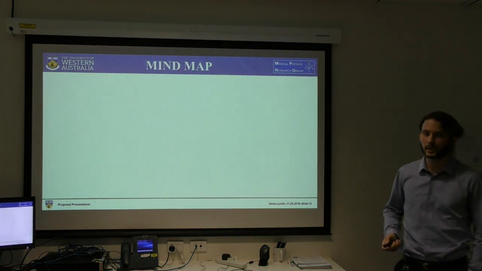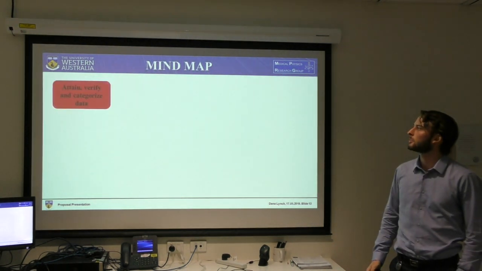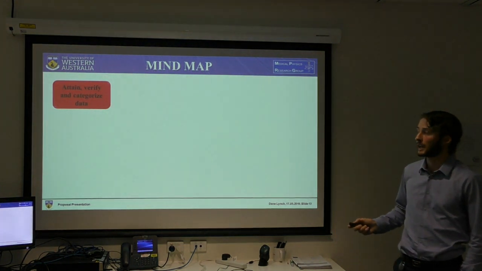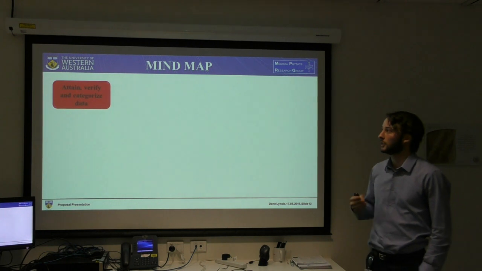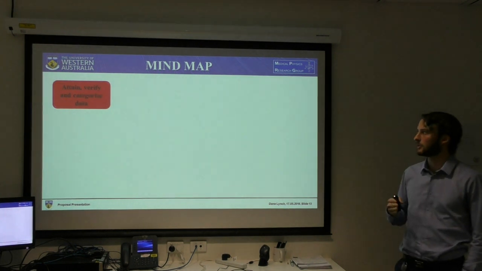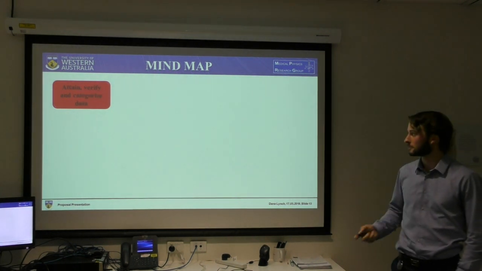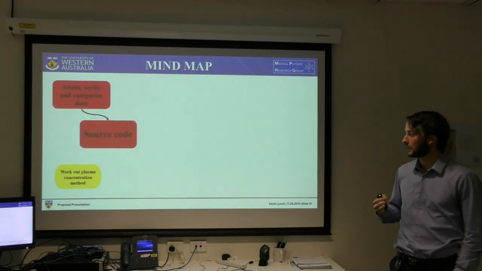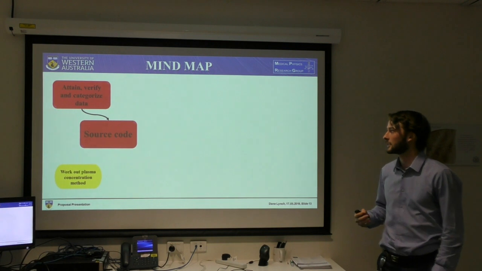So how is my project going to pan out? I'm going to start off by attaining and verifying and hopefully characterizing these patient images into maybe their different types of different grades of tumor. Then I'm going to need to find the code that I'll be using to carry out this data analysis.